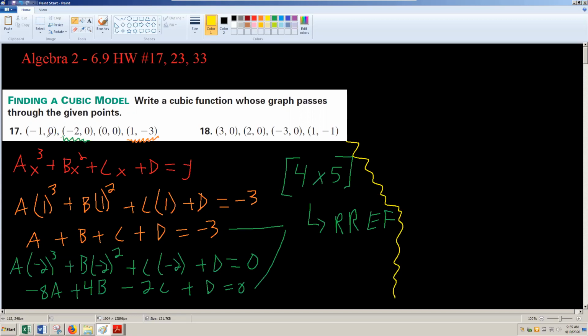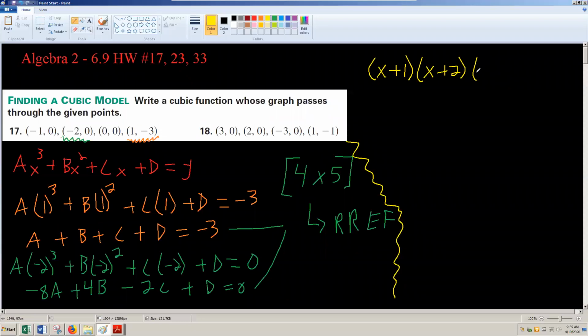But this one I see in particular is giving me a 0, a 0, a 0, and then some point. So if I am given 3 zeros, I'm able to use those zeros as intercepts and turn them back into factors. So I'm going to turn this back into x plus 1. Then I'm going to turn this into x plus 2.